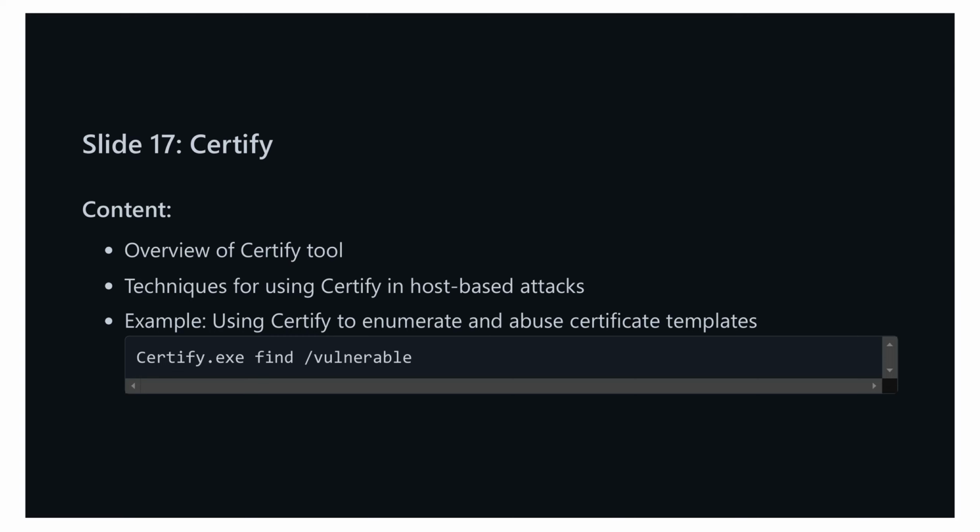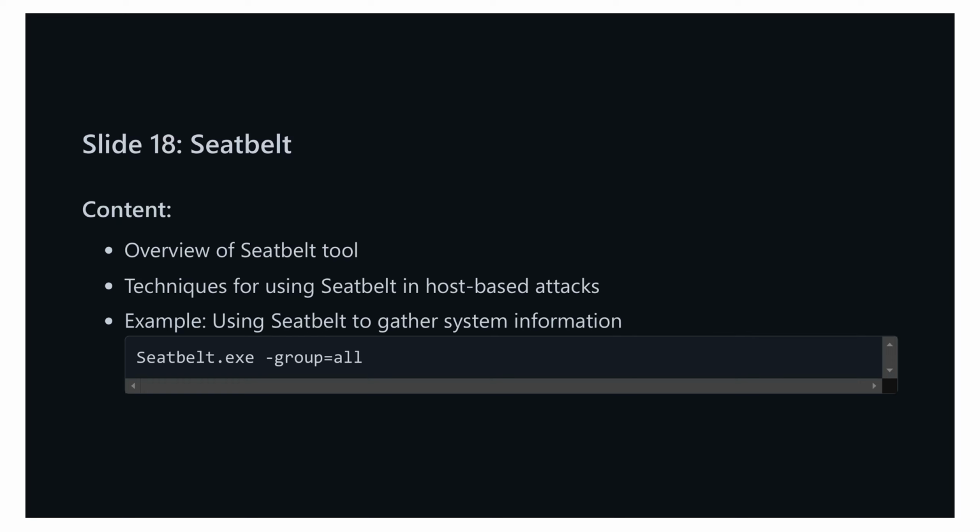In the next slide, we will take a closer look at the Seatbelt tool, which is another valuable asset used for gathering extensive system information in a host-based attack. Continuing from our previous discussion on the Certify tool, let's now delve into another important utility for host-based attacks, Seatbelt. Slide 18. Seatbelt. First, we will provide an overview of the Seatbelt tool, which is designed for performing various system checks on a host machine.